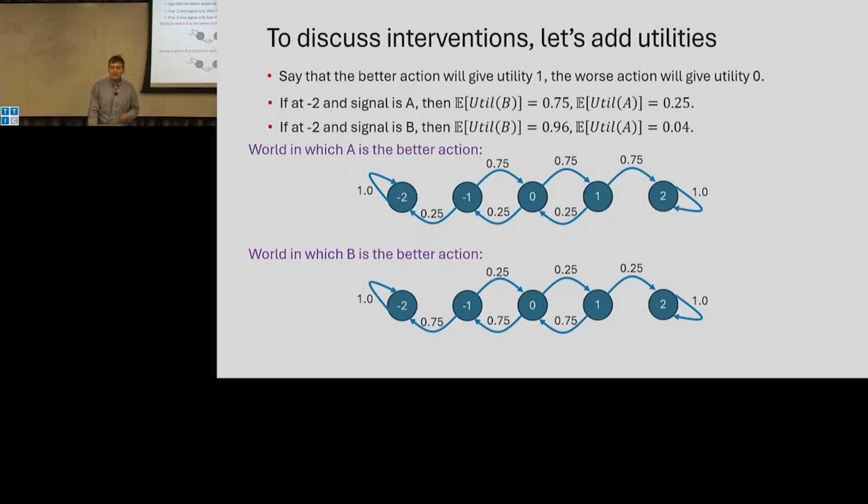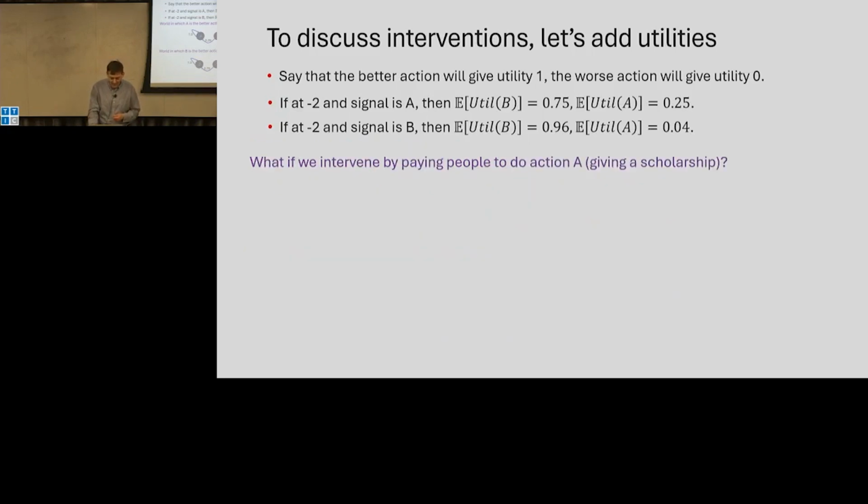So now that we've converted everything to money, or at least utilities, let's say utility is the same as money. One thing you imagine doing is intervening by paying people to do the action that we think is best, like action A, like giving a scholarship for doing action A. Scholarship for going to college.